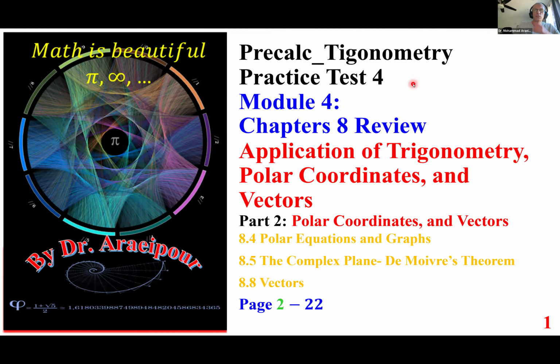Good afternoon, class. This is the Pythagoras Trigonometry Practice Test, Module 4, covering chapter 8: Applications of trigonometry, polar coordinates and vectors. The second part covers 8.4, polar equations and graphs; 8.5, the complex plane and De Moivre's theorem; and 8.8, vectors.